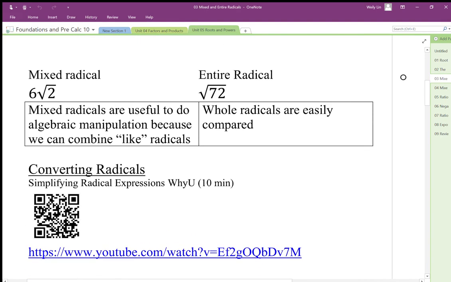So we want to be able to convert radicals from their entire form to their mixed form, and we're going to have a process of doing this. I want you to watch this video, so go to the link of this video, and it will give you an idea of how we can convert radicals from entire radicals to mixed radicals, and vice versa.